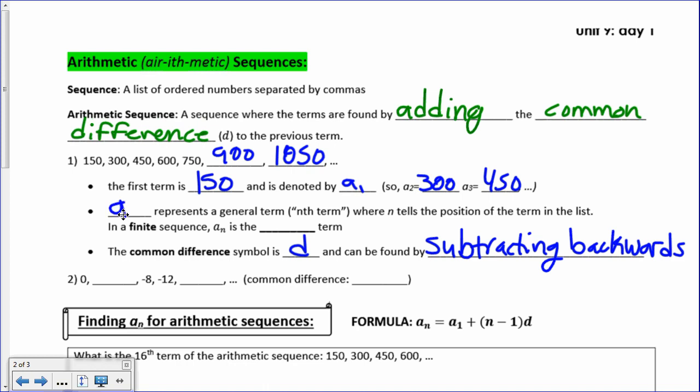What if I said A sub n? It's any number in the sequence. How do you tell which one it is? You replace n with a number. So this is the general term anywhere in your sequence. N is just a variable that you can swap out with a number. We call it the nth term. It could be the second, the third, the fourth, whatever. In a finite sequence, A sub n is typically considered the last term of the sequence. Do you guys know what finite means?